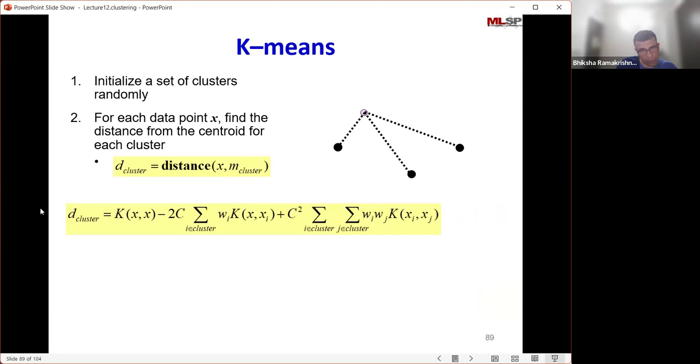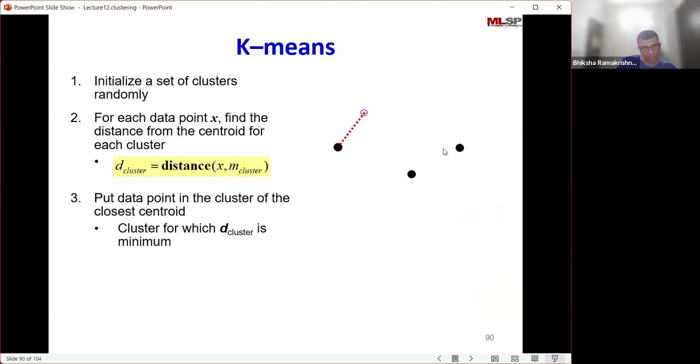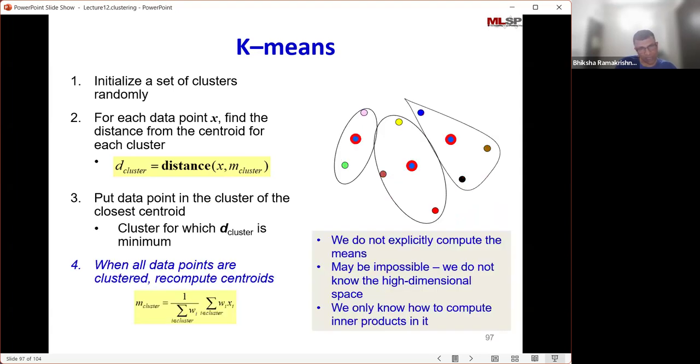But using this formula, you can figure out the distance of the data point from the virtual centroids for each of the clusters, and then put the data point in the cluster of the closest centroid. And so now you have your new clusters. When all the data points are clustered, in standard k-means you'd recompute the centroids. Here, we are not actually going to do this. So this step 4 is not done in kernel k-means. We're just going to be iterating steps 2 and 3 till the total distance converges.